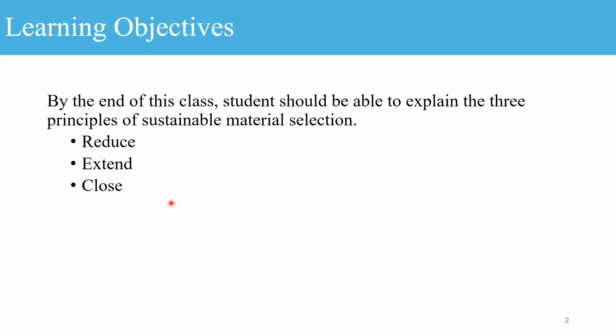So by the end of this class, your expectation is to understand the three principles of sustainable material selection, which I introduce as reduce, extend, and close. Where reduce means reducing the resources, extend is extending the lifetime of the product, and close is closing the loop by reusing or by other mechanisms.